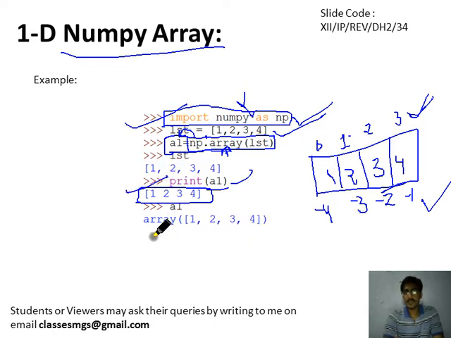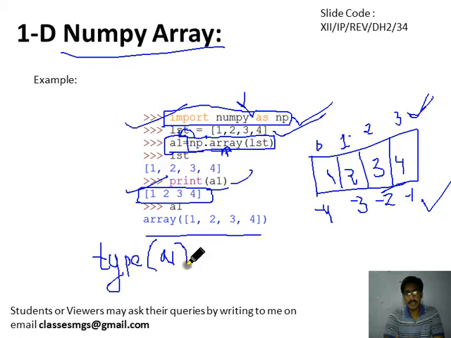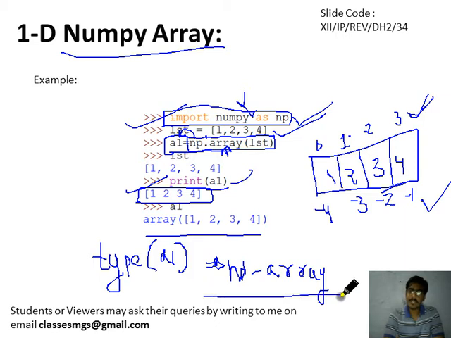Okay, if you want to know whether it is an array or not, you can write the command type of a1. If you write this, it will return the type of this array, which is ndarray. You will get this in the output. That means the type of this data is an n-dimensional numpy array. Okay, so this is how you can create a one dimensional numpy array. Okay, let's move ahead.